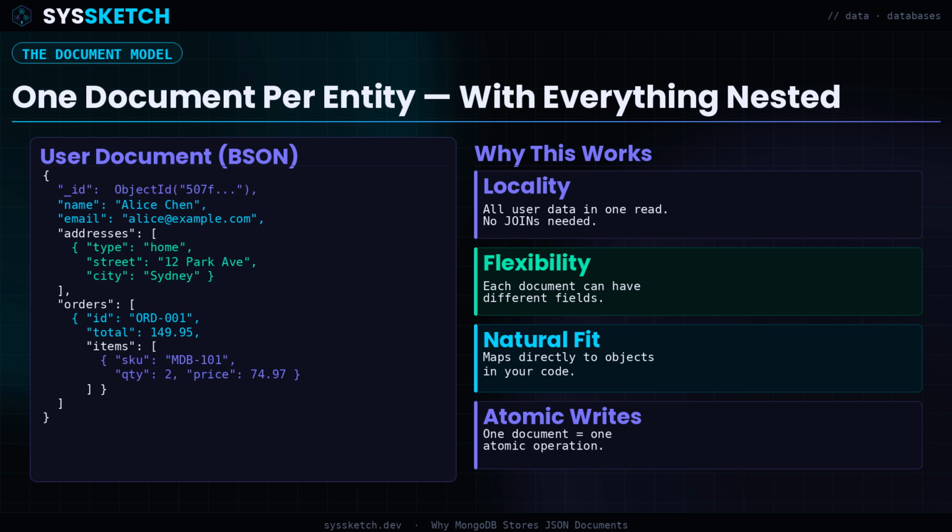To read a user profile, you issue one query. There are no joins. The document comes back as one unit because it was stored as one unit. This is the fundamental insight of the document model: keep together what you always read together.